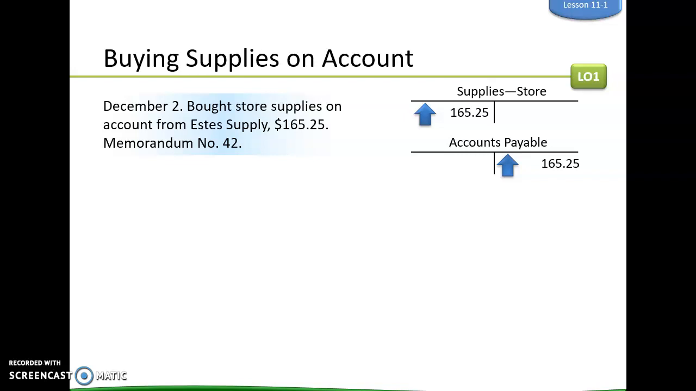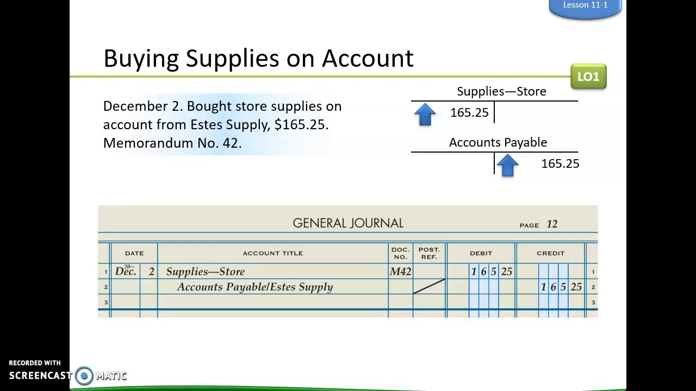And then accounts payable, the normal balance is credit. So if we're increasing our accounts payable, that means that is increasing the amount that we owe this company. So we're going to credit accounts payable for $165.25. And so I just showed you here that this is what the transaction would look like in the general journal.